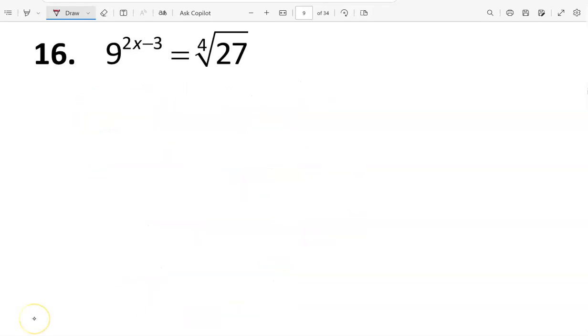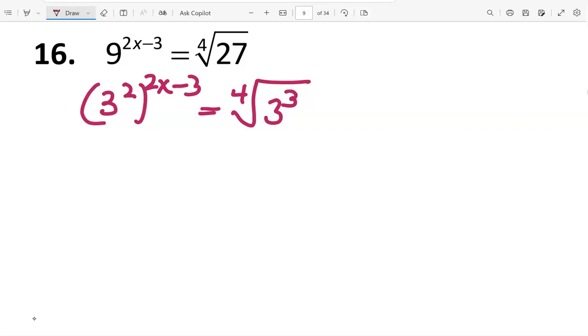In 16, both sides can be re-expressed as powers of 3. 9 is 3 squared, and 27 is 3 raised to the third power. On the left side, when we raise a power to a power, we multiply exponents, so the new exponent is 4x minus 6. And on the right side, the power is the numerator of the fractional exponent, and the index of the radical is the denominator.